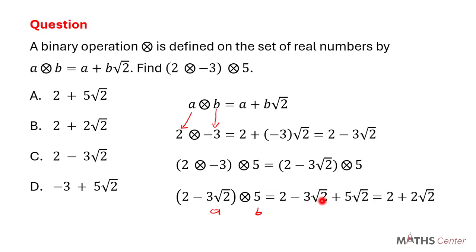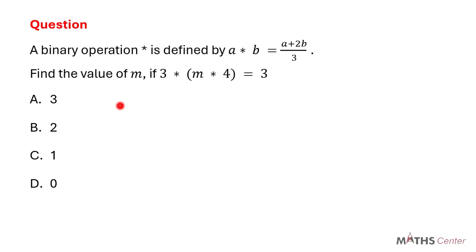Negative 3 root 2 plus 5 root 2 gives us 2 root 2. So 2 minus 3 root 2 times 5 will be equal to 2 plus 2 root 2. When we look through the options, we can see that the correct one is B. Let's consider the next question.